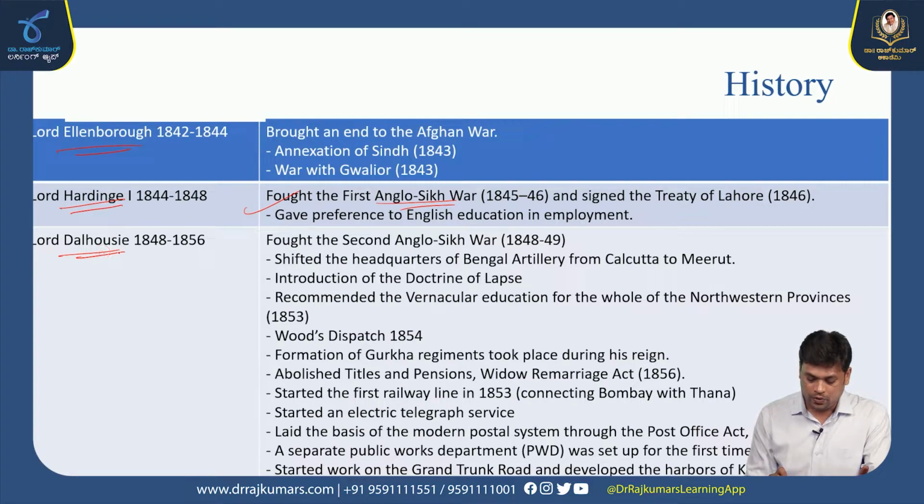Here I'm going to give you the important points. The first point, the Widow Remarriage Act was passed, encouragement of widow remarriage. Then the first railway line in the year 1853 between Bombay and Thane, and the electric telegraph service was introduced. The modern postal system through the Post Office Act of 1854, and a separate department was created, known as the PWD department. He also started work on the Grand Trunk Road, which is again transportation.